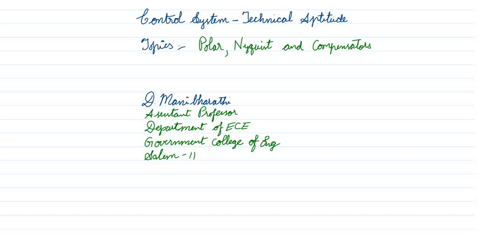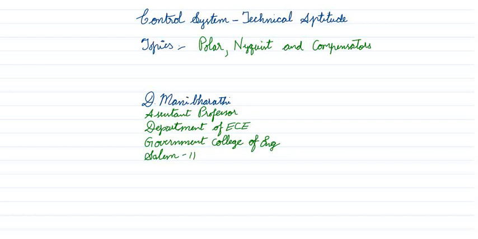Hello. In this, we will be looking at solving control system technical aptitude problems. The topics covered are polar plot, Nyquist plot, and compensators. We will be working out around 15 problems along with the complete concepts and their solutions.